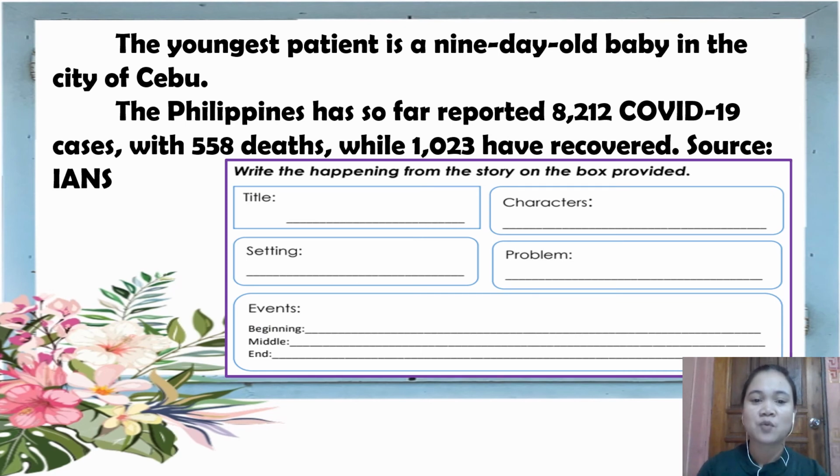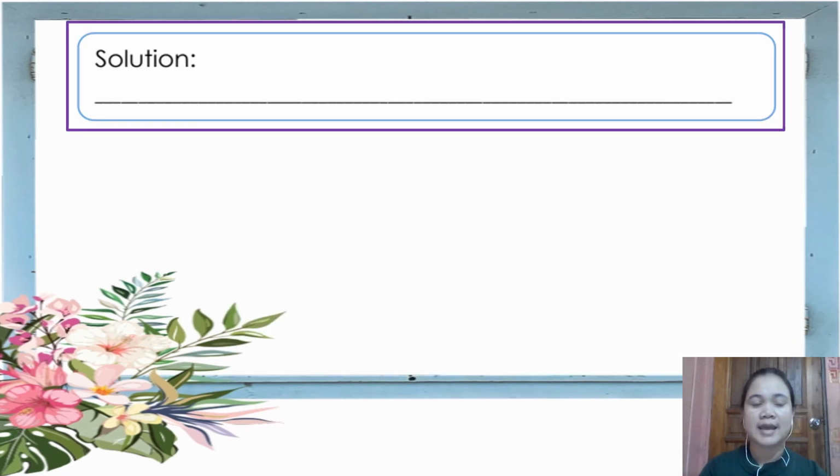Now, write the happening from the story in the box provided. Okay, you're going to write here. What have you remembered from the story that we read? The title of the story, the setting, where did the story happen, the characters in the story, the problem in the story, and the events that happen in the story, the beginning, the middle, and the end. Next is the solution to the problem in the story that we've read.